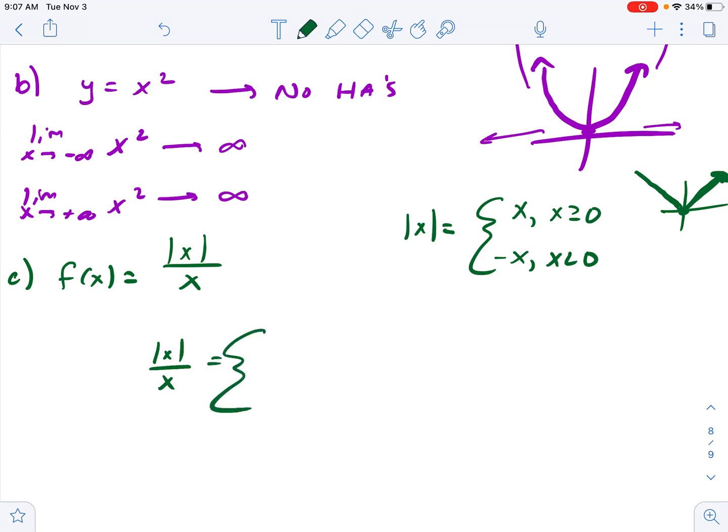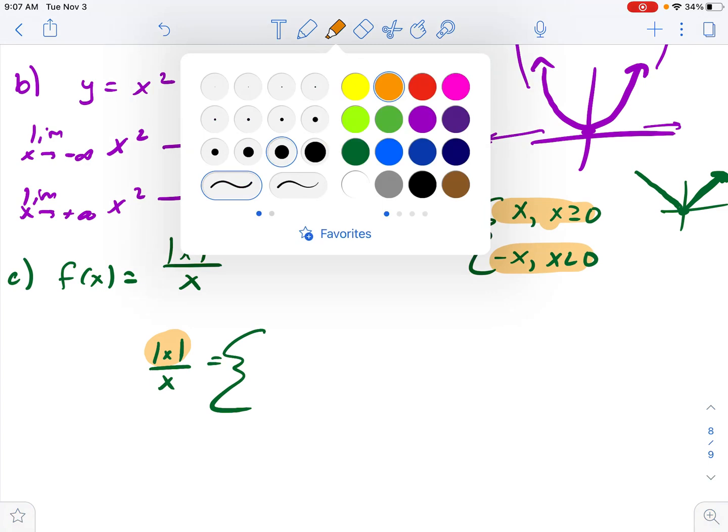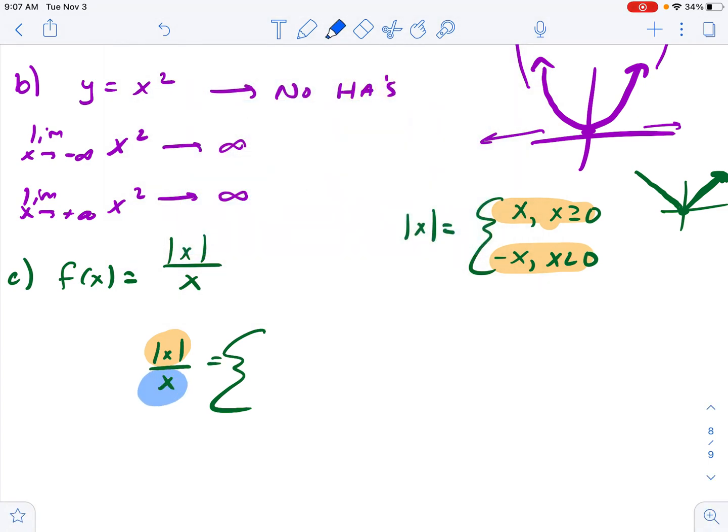So here's how this is going to work. The absolute value is in the numerator. That's where I'm going to apply these characteristics. Notice in the denominator I just have x, but that's not affected by absolute values. So when I go to split this up, that x in the denominator just stays.